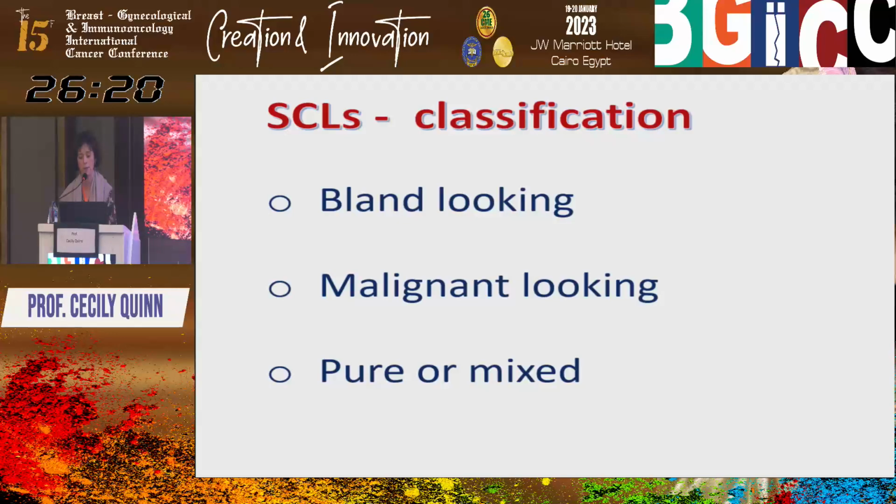So the approach that we have taken, and that was really pioneered by Professor Rakha in his earlier paper, was to divide spindle cell lesions into those that look bland or look benign, and those that look malignant. And that may sound a little bit simplistic, but the advantage of that approach is that it encourages us to consider a malignant diagnosis when we're looking at something that looks bland, and similarly, to bear in mind that some benign conditions may in fact look very alarming on H&E.